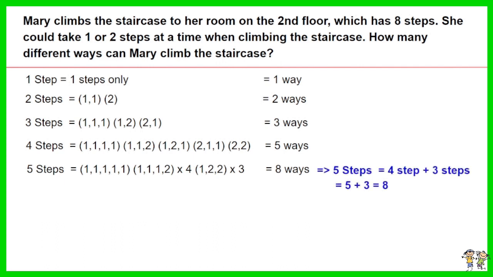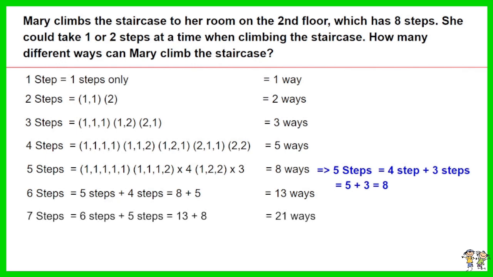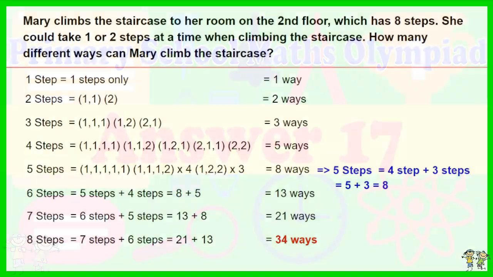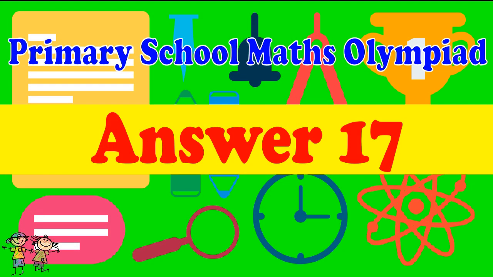Notice that for 5 steps, it is the sum of the number of ways for 4 steps and 3 steps. Similarly for 4 steps, it is the sum of the number of ways for 3 steps and 2 steps. Thus we can derive the number of ways to climb 6 steps as the sum of the number of ways for 5 steps and 4 steps, which is 8 plus 5 equals 13 ways. Using the same approach, we calculated the ways to climb the 8-step staircase equals 34 ways. Answer for question 17.